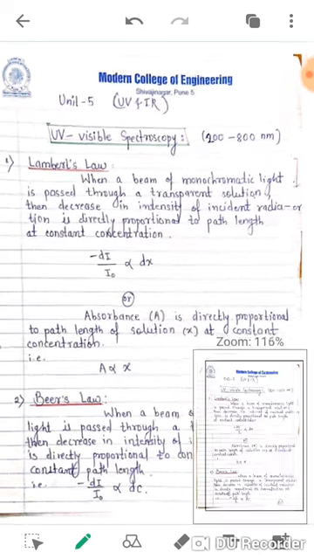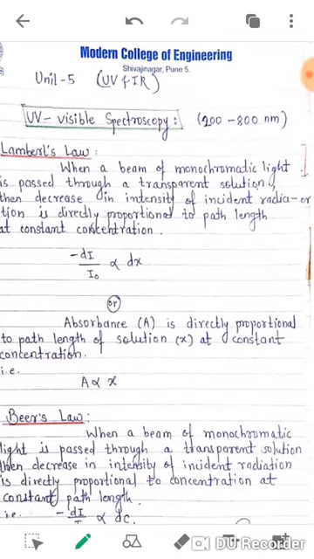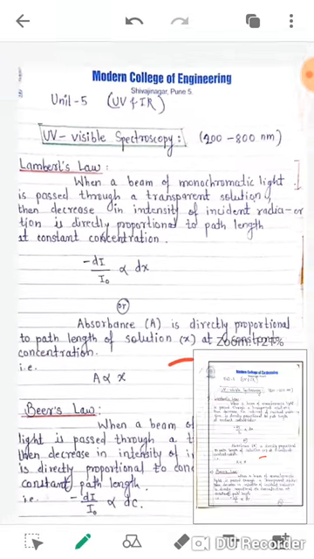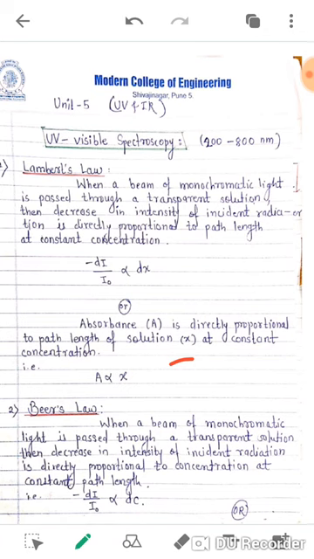First one, Lambert's law. Lambert's law states that when a beam of monochromatic light passes through a transparent solution, then the decrease in intensity of incident radiation is directly proportional to path length at constant concentration. Important terms in Lambert's law: they are using monochromatic light. Monochromatic light means light which has a single wavelength.